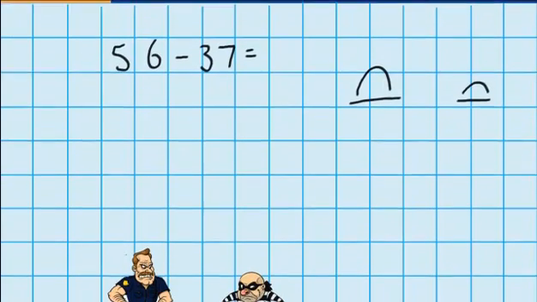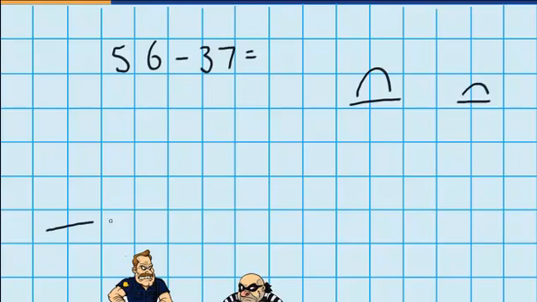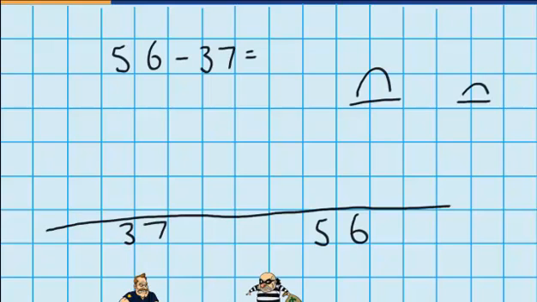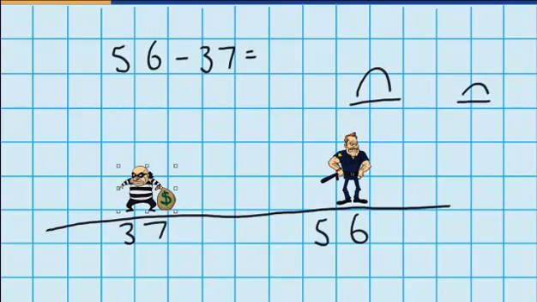Instead, I like to think about these numbers being on a number line. So let's imagine we've got 56 down here, and down here is 37. Now hopefully you'll remember from the Year 4 strategy that I said a good way to think about this is to imagine that this number line actually represents a row of houses. And on those houses we've got a policeman, and at one of the other houses we've got a robber.